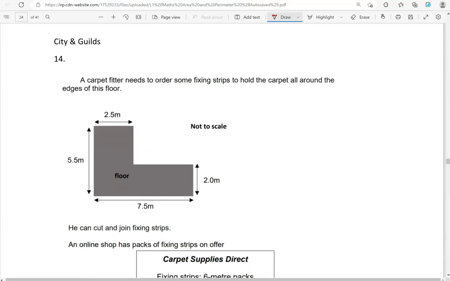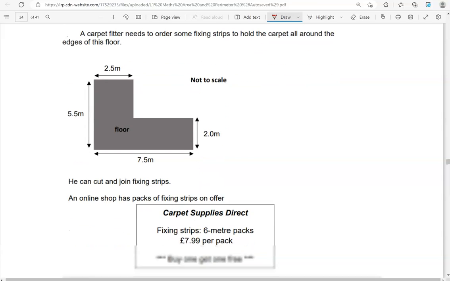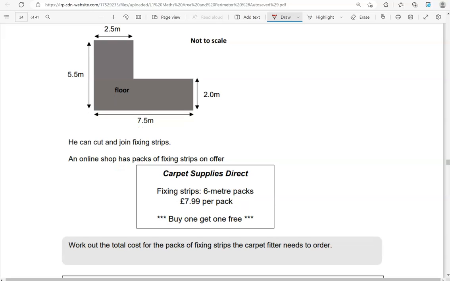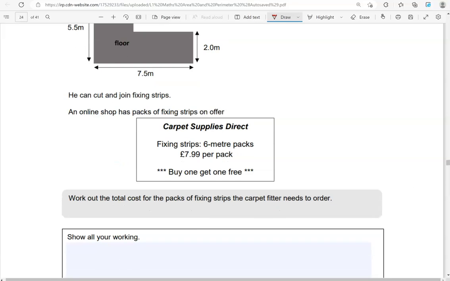The carpet fitter needs to order some fixing strips to hold the carpet all around the edges of this floor. You can cut and join fixing strips. An online shop has packs of fixing strips on offer. Carpet Supplies Direct, fixing strips 6 meter packs, $7.99 per pack. Buy one, get one free. Work out the total cost for the packs of fixing strips the carpet fitter needs to order. Show all your work.